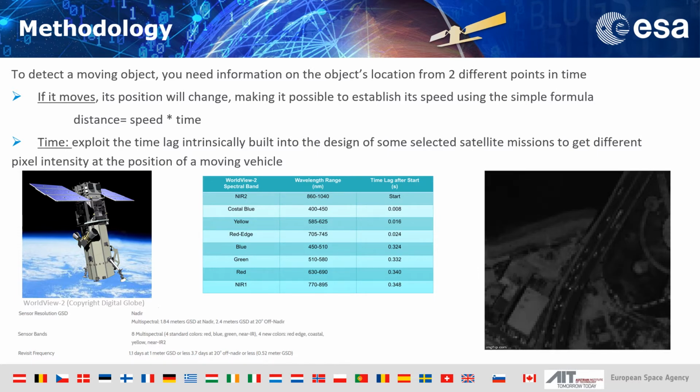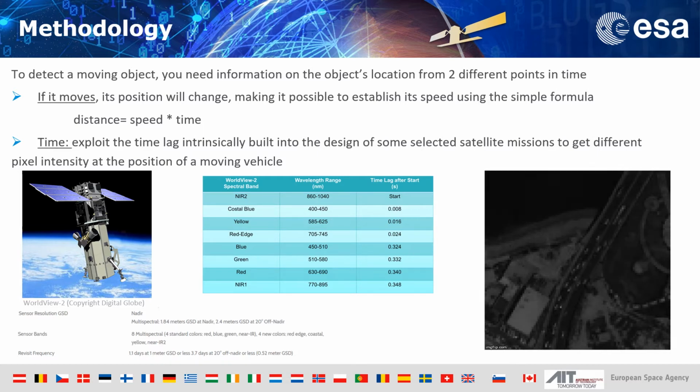However, in satellite missions, it takes a lot of time. Revisit time is quite limited, meaning that you will revisit one location with a minimum of 1 day in between. So what we do here is exploit the time lag intrinsically built into the design of some selected satellite missions. This time will generally be quite small, making it possible to use this formula to detect moving objects.